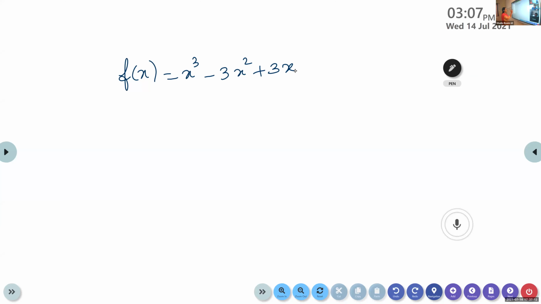How can you do this? You find f dash of x. Prove that the function f of x is equal to x cube minus 3x square plus 3x is strictly increasing on R. You have to prove this is strictly increasing on R.